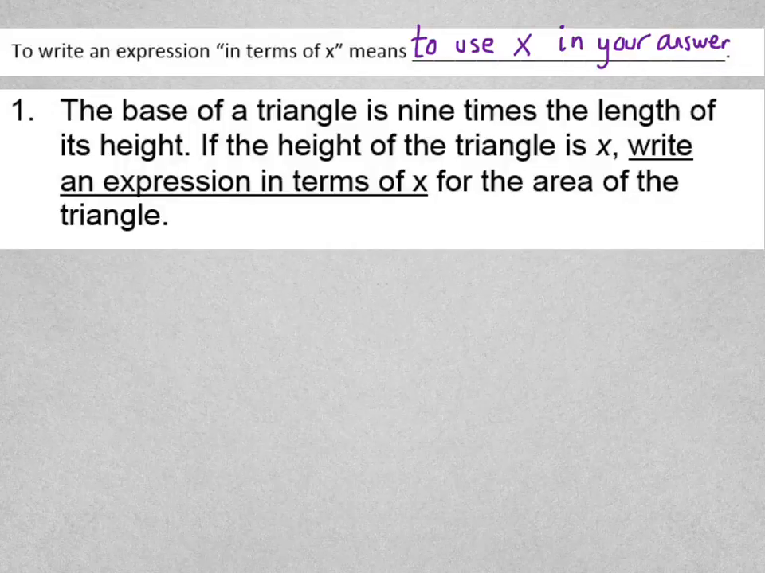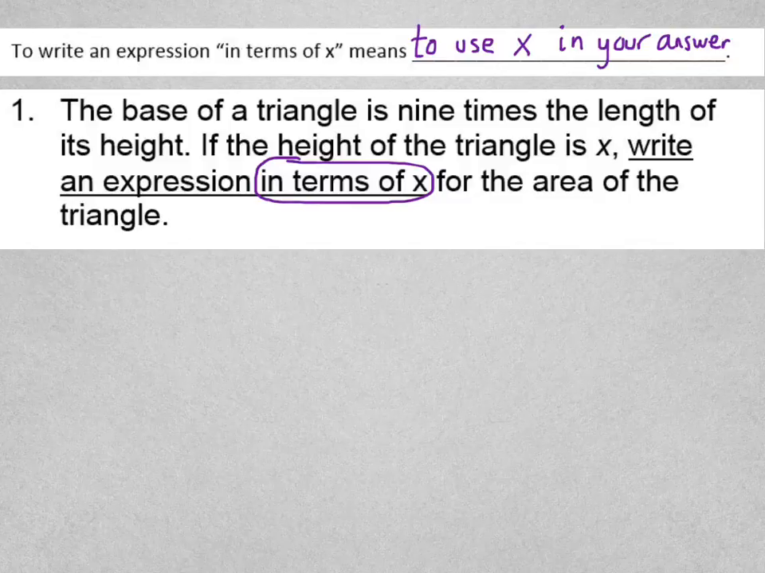The base of a triangle is 9 times the length of its height. If the height of the triangle is x, write an expression in terms of x for the area of the triangle. Okay? So, notice that phrase, "in terms of x." That tells us we're going to use x in our answer, which is nice. We know what to expect about the answer.